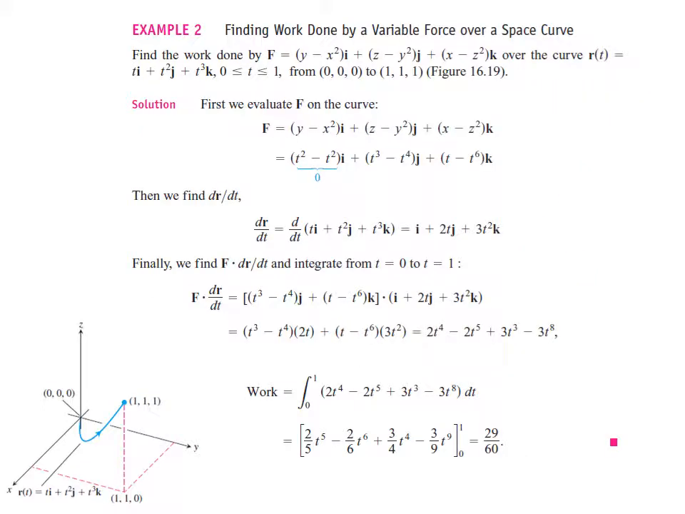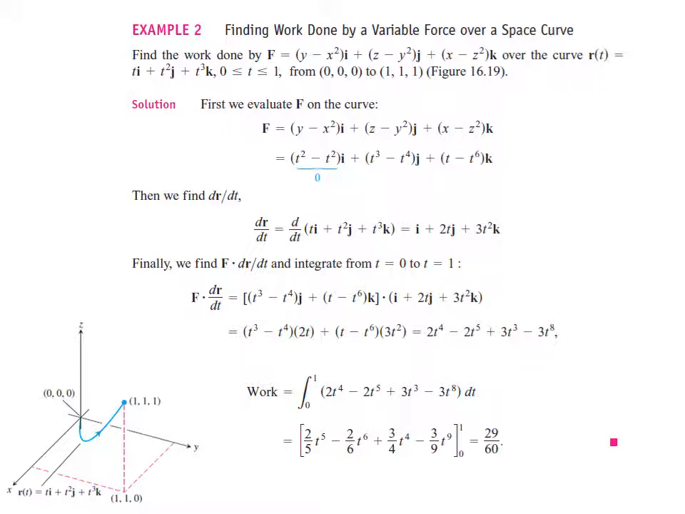Let us take an example. Find the work done by F equal to (y minus x square) i cap plus (z minus y square) j cap plus (x minus z square) k cap over the curve R of t equal to t i cap plus t square j cap plus t cube k cap, where t varies from 0 to 1, from the point (0, 0, 0) to the point (1, 1, 1).